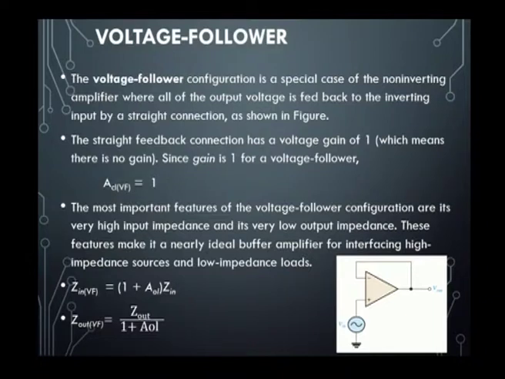For this circuit, the input impedance will be one plus the open loop gain, whole multiplied by Zin, that is the internal impedance, and the output impedance will be the internal output impedance divided by one plus the open loop gain. This is similar to the closed loop gain of a non-inverting amplifier.